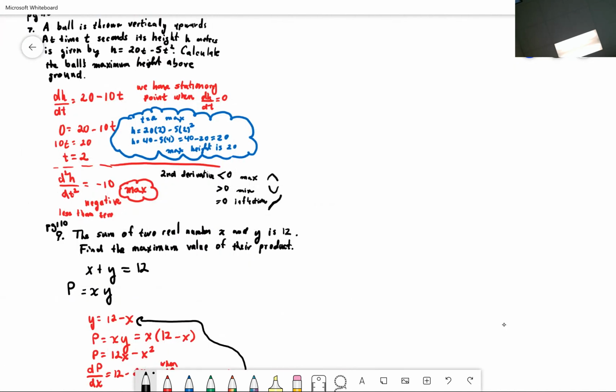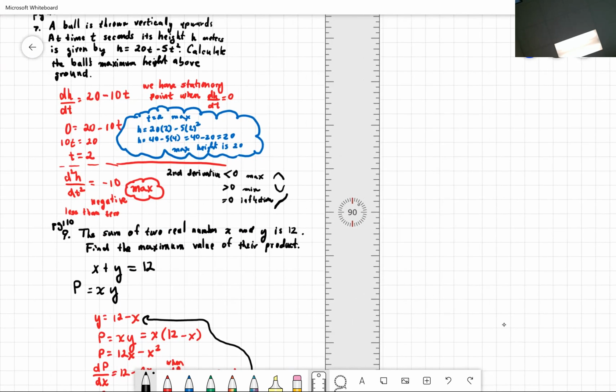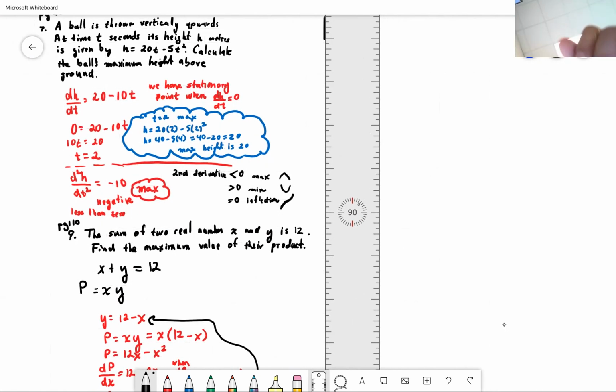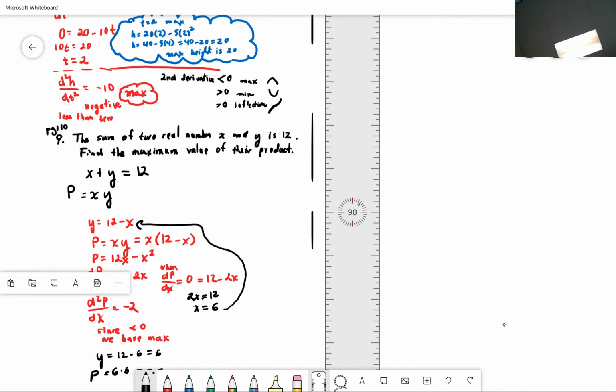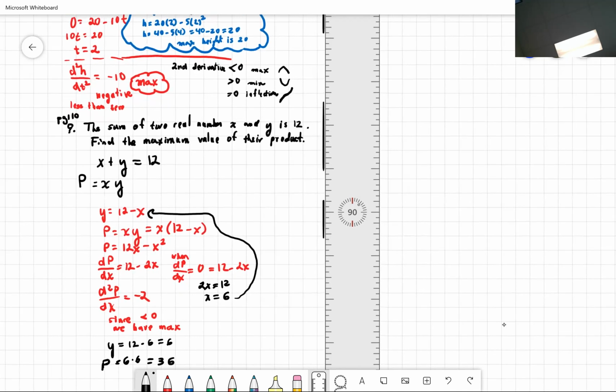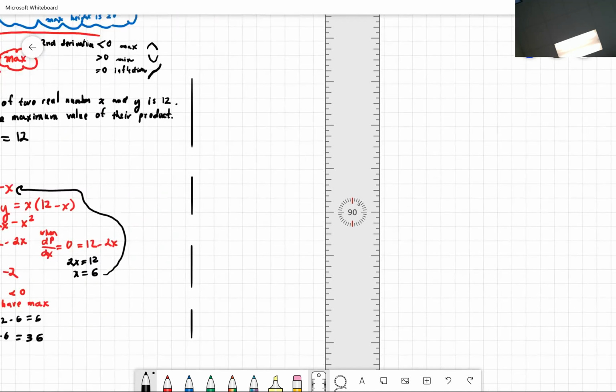Make sense, people? Why did I multiply the 6? What x value did I get? Right? The x value was 6. And when I substituted and found the y value, what was the y value? And what was the question? The question asked at the beginning: find the maximum value of their products. The products of whom? Of x and y. So I just put 6 times 6, which is 36. Does that make sense?